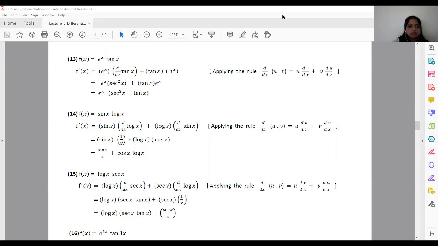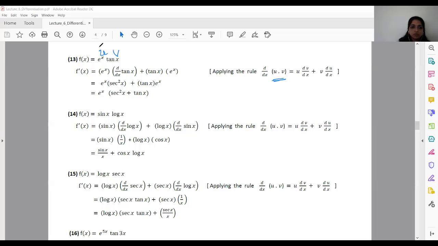Now the next sum is e raised to x tan x. Students, this is a little bit different from the previous examples. In this example, there are two terms which contain x. So this is our u, this is our v. The functions which contain x are e raised to x and tan x. So we apply the multiplication rule: u keep the same, derivative of v, that is dv by dx, plus v keep the same and the derivative of u, that is du by dx. I already told you u is a function of x and v is also a function of x.